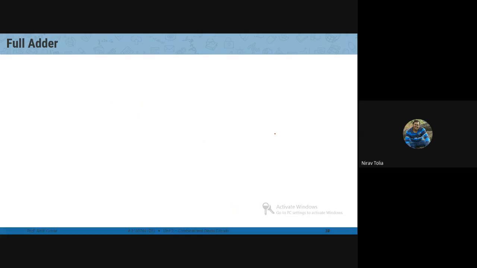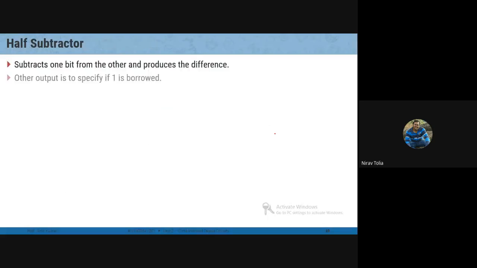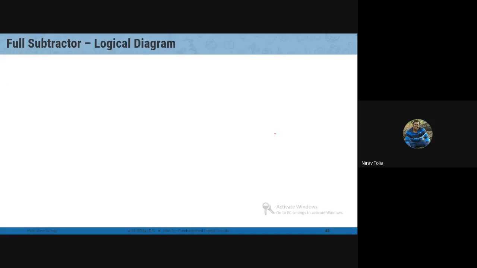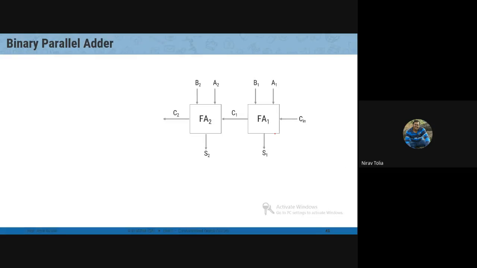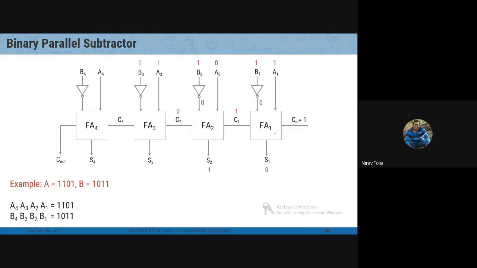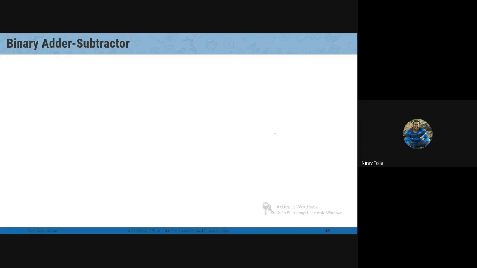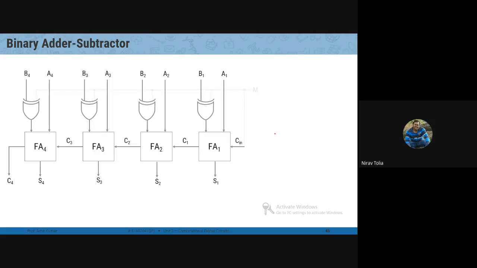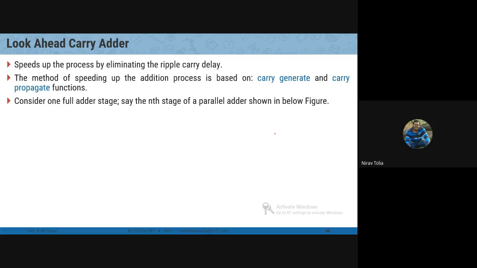The adder and subtractor, half adder, full adder, half subtractor, full subtractor are already covered. Binary parallel adder, binary parallel subtractor is also covered. Now an adder subtractor. Now the next one is the look ahead carry adder. Now what is the application of the look ahead carry adder?